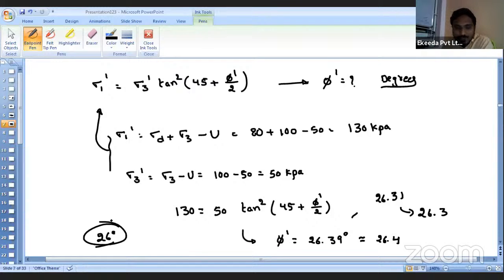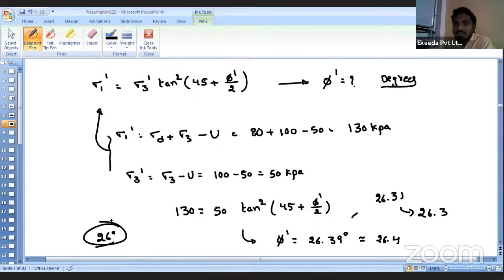Suppose they ask to report the answer up to 3 decimals, then we have to report the answer up to 3 decimals. That is a must. Why? Because they will give some limits. If our answer is within that limit, then only they will give us the marks. If we don't see the limits, even though we have done the question correctly, we may not get the marks.